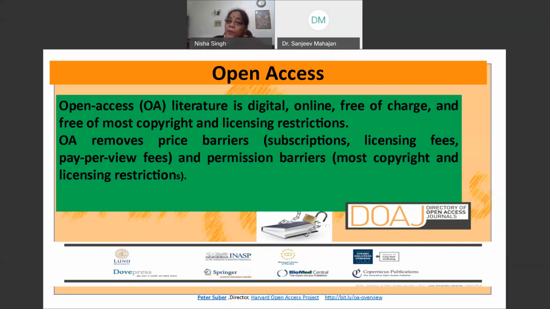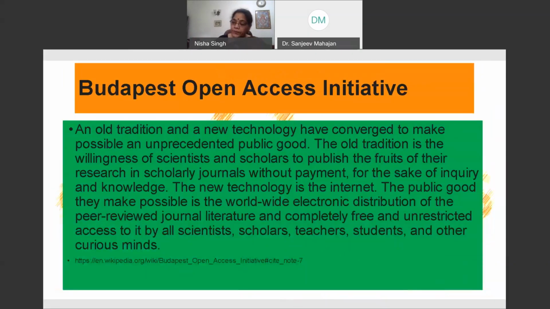So basically, open access removes the price barrier. There's no licensing fee, no pay-per-view barrier or subscription, plus no permission barrier. You don't have to ask permission from the publisher or the author, but it is available for you to read, get benefited, and use for your literature and your research.